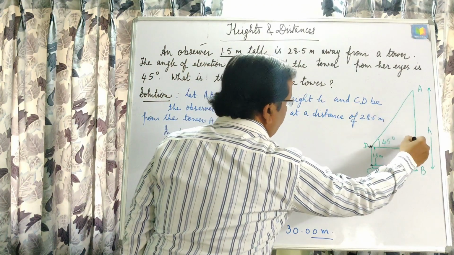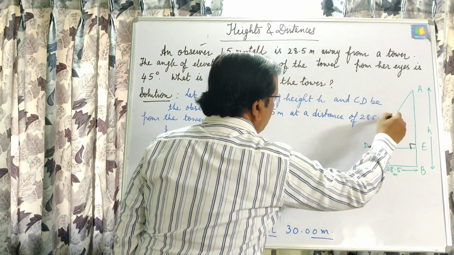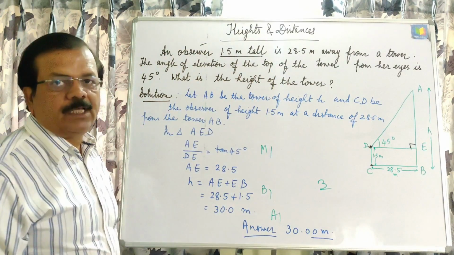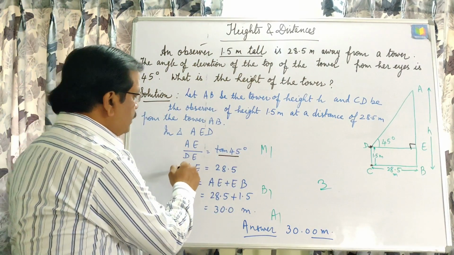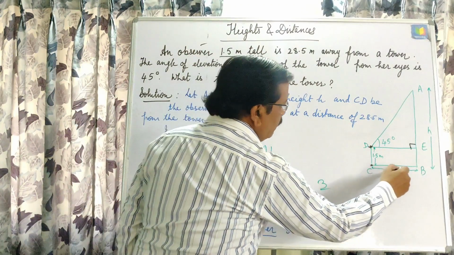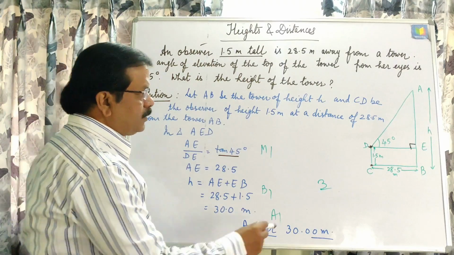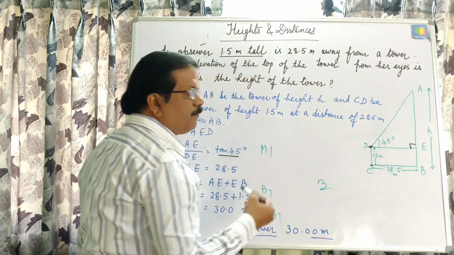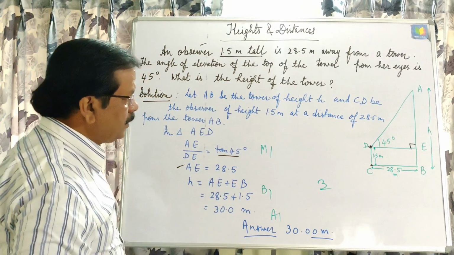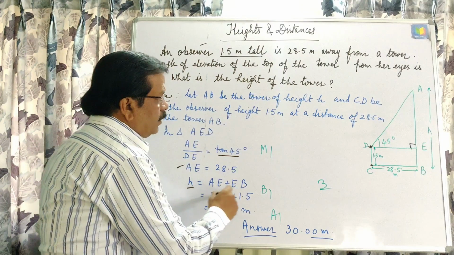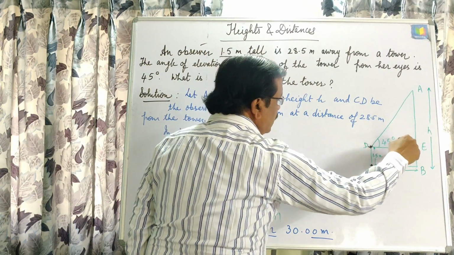This is a right angle triangle. Now AE upon D is equal to tan 45 degree, because perpendicular upon base. The value of tan 45 degree is 1. So AE is equal to D, and we are given D is 28.5 meter because the observer is 28.5 meter away from the tower, and this way AE is equal to 28.5 meter. Now the height of the tower is AE plus B, meaning 28.5 plus 1.5.